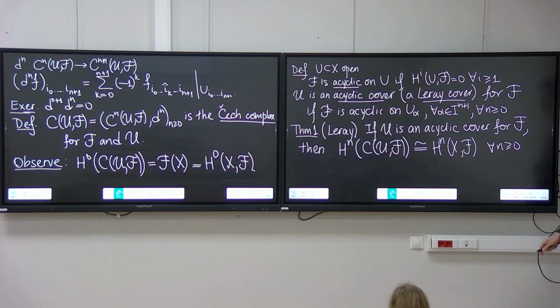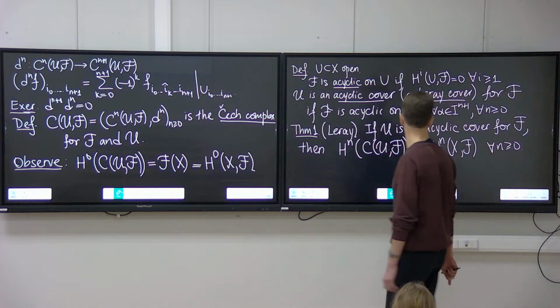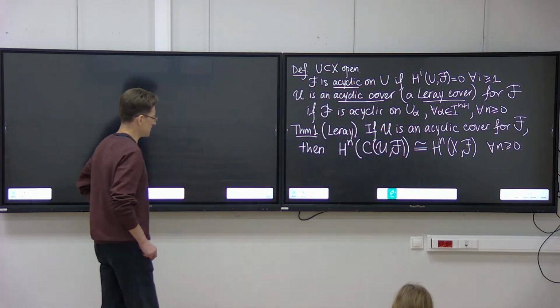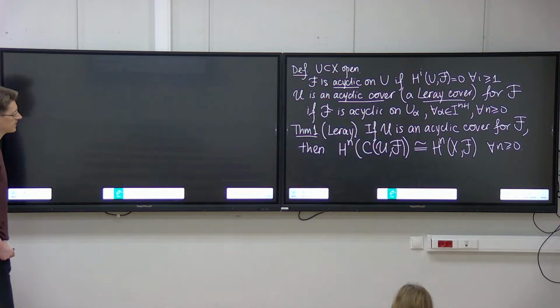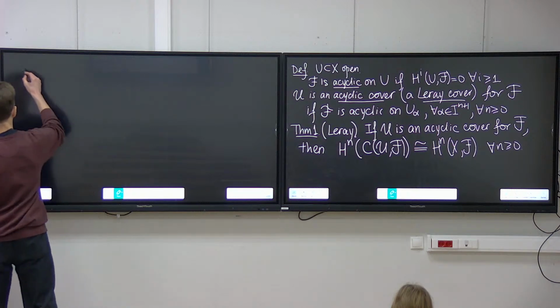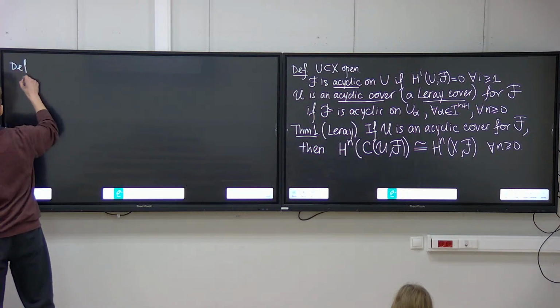And in fact, these isomorphisms are natural in F if we consider the class of those sheaves for which U is an acyclic cover. This result can be refined a little bit. And to refine this result, let's recall the following algebraic definition.